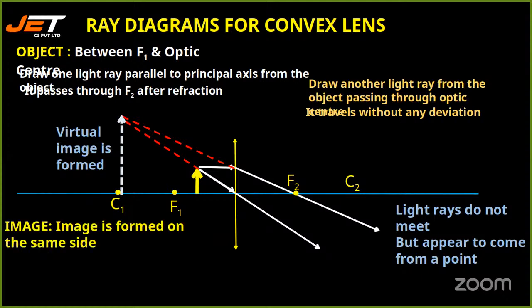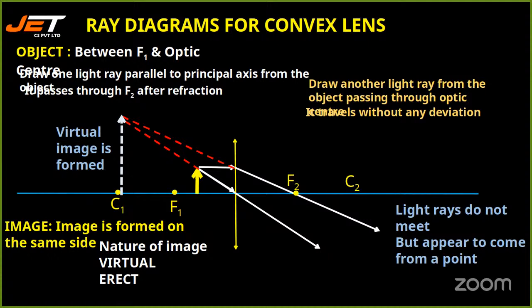The image is formed on the same side. You won't see the image forming on the other side. Instead, you will see the image forming on the same side of the lens. And this image is called a virtual image or erect image. Erect image in the sense that it is the same way up. You don't see an inverted image. Instead, you see an erect image.